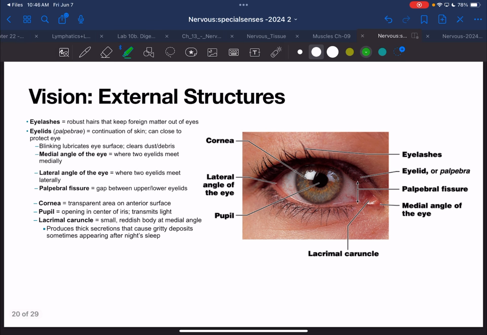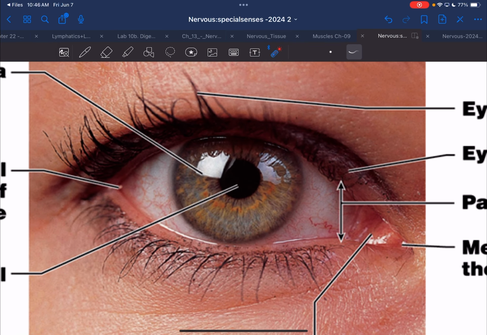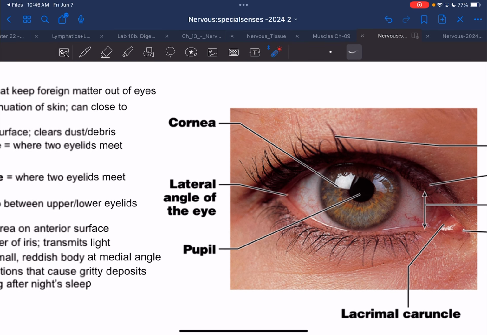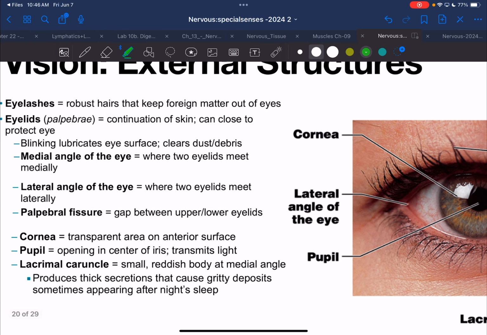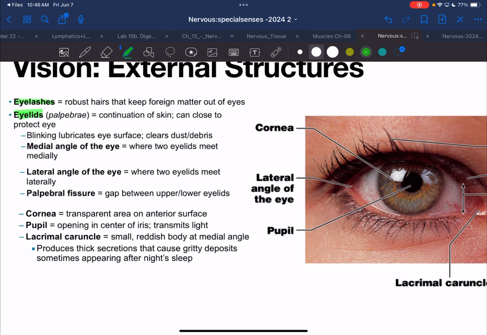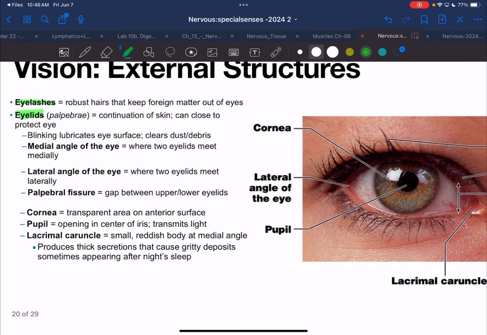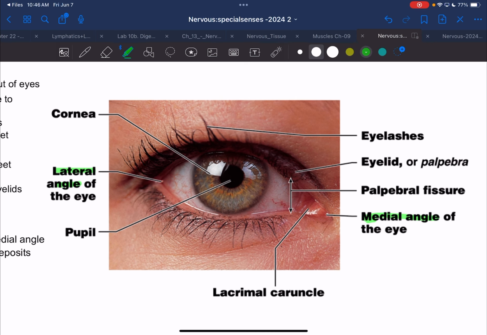And so as we look at the eye, there are some structures that we're going to see when we look physically at the external portion: the eyelashes, which protect matter from going into the eye. The eyelids, which protect the eye when you close it. You have angles to the eye. You have this medial angle and this lateral angle. So they are just named after where they are found. Medial angle or lateral angle.